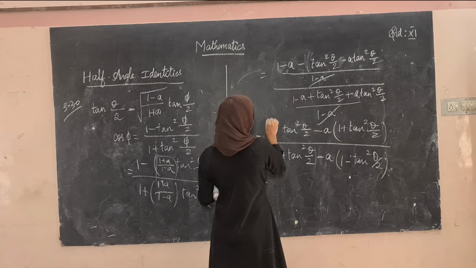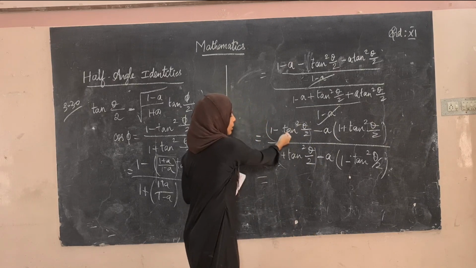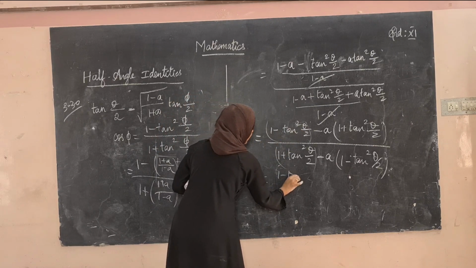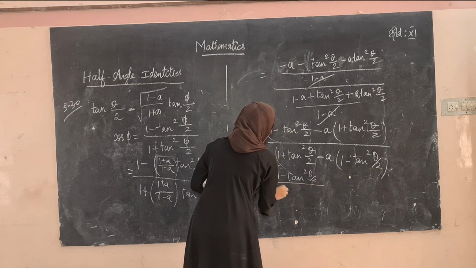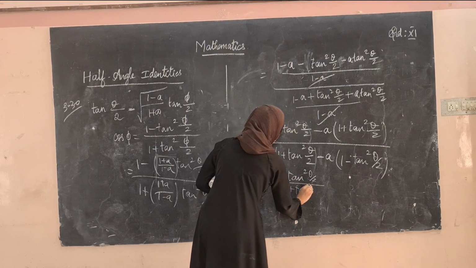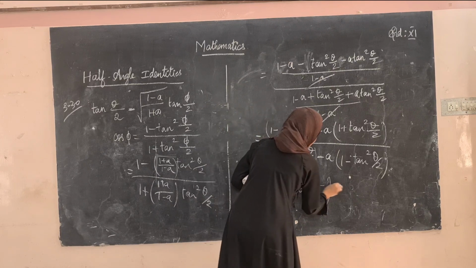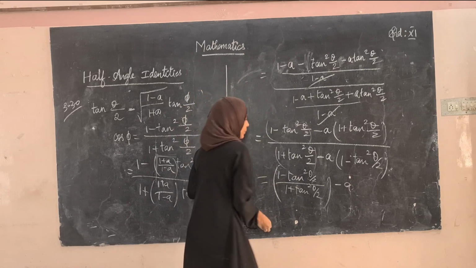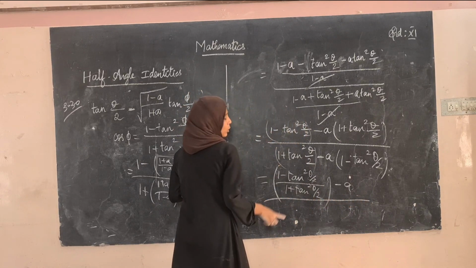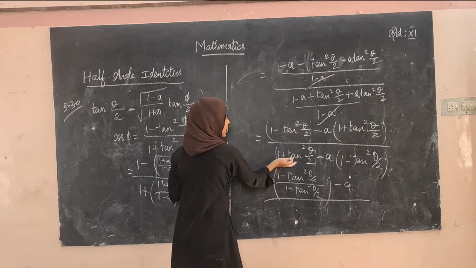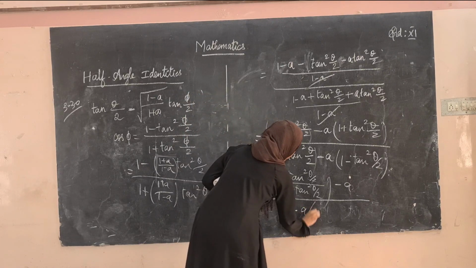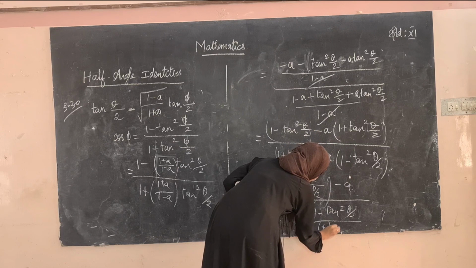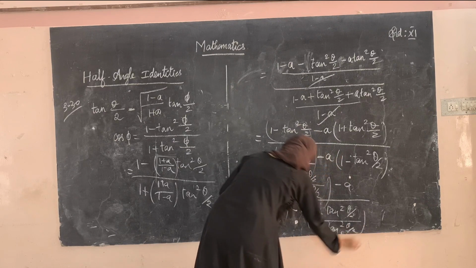So this is one term, this is one term, this is one term. So in this numerator, when 1 plus tan square theta divided by 2 comes, divide separately. 1 minus tan square theta divided by 2 divided by 1 plus tan square theta divided by 2, minus a into 1 plus tan square theta divided by 2 divided by 1 plus tan square theta divided by 2 is 1. The whole divided by, here also dividing by 1 plus tan square theta divided by 2, this term gets 1 minus a into 1 minus tan square theta divided by 2 divided by 1 plus tan square theta divided by 2.